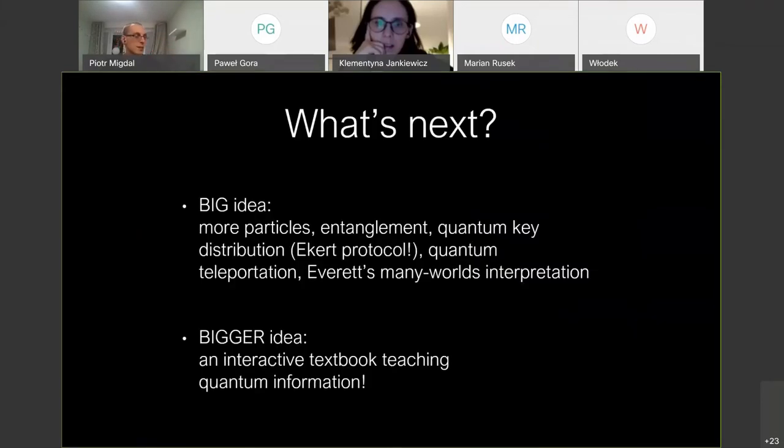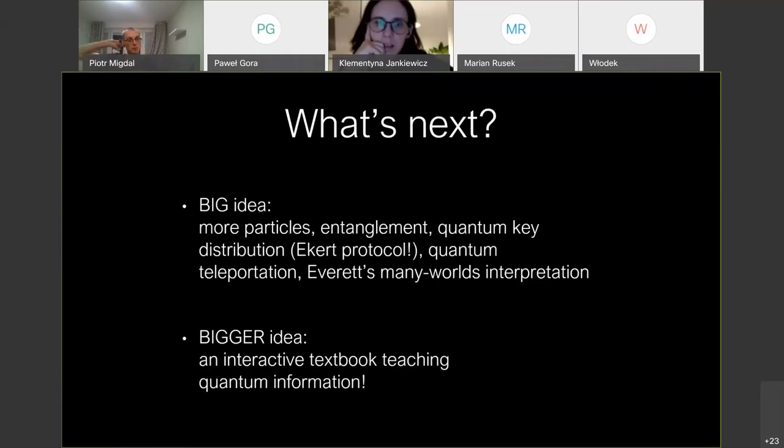Okay, so what's next? This thing is still in development. We want to add more particles and polish it again, because in the last few months we focused on polishing the simulation and the display of equations, but we want to show the most typical things when it comes to quantum information, optics, and computing.